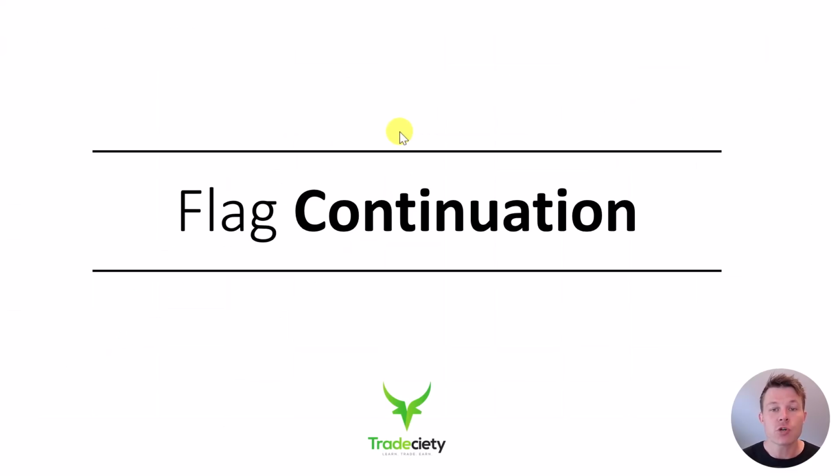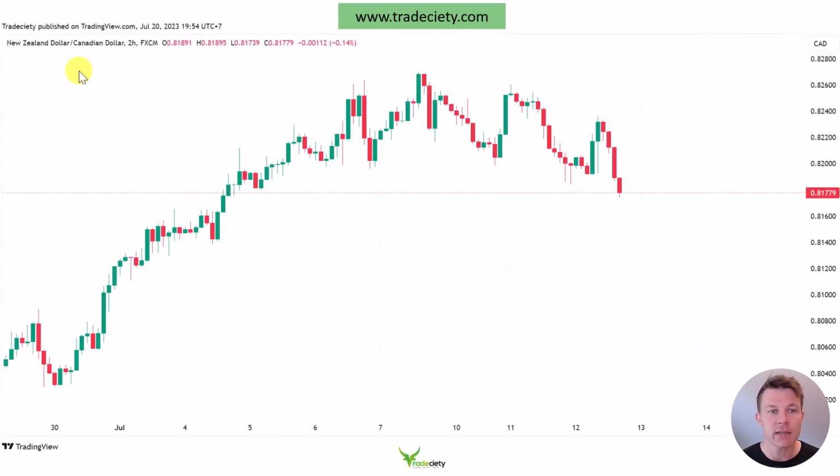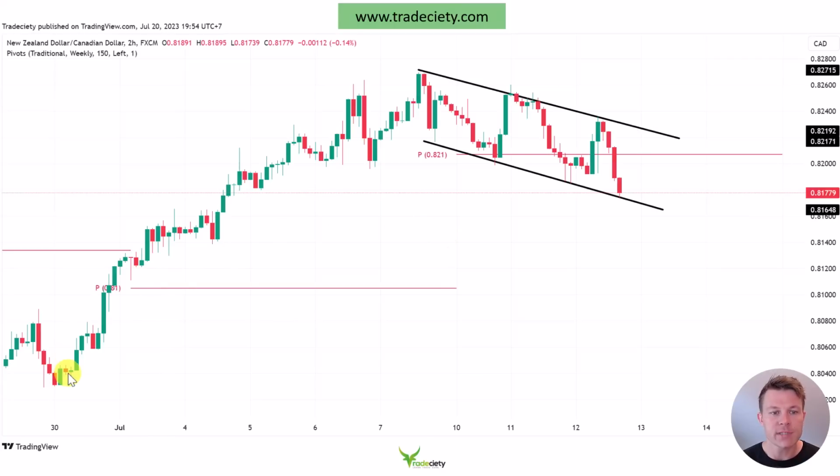If you're looking for continuation trading, then flags are among the most important and the highest performing continuation patterns out there. So now let's again try to dissect this chart and let's see what we can find here. What we see is that the market has been in a clear uptrend. I activated here the weekly pivot points, and this is the central weekly pivot point.